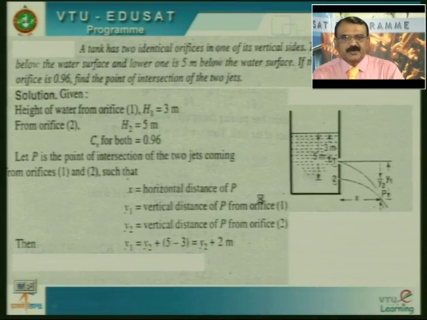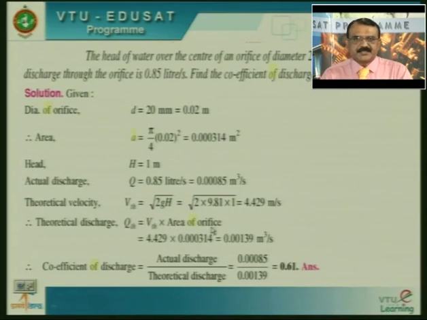This is what I mentioned just now. Now this is equal to 4.43 into the area of the orifice which you calculated just now. So if you put these two values, you are going to get the theoretical discharge. Theoretical discharge is equal to 0.00139 meter cube per second.